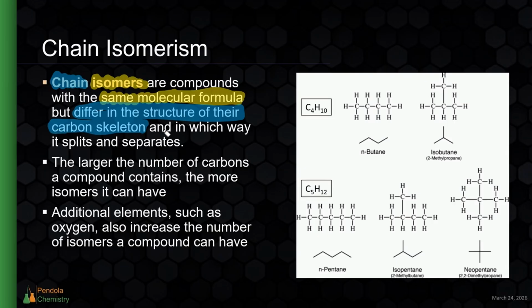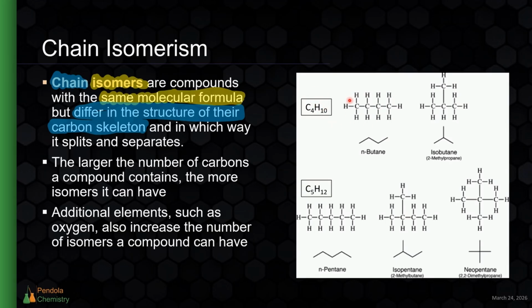So the carbon backbone of a chain isomer is different. The larger the number of carbons because of this, the more isomers a compound can have. So the more carbons there are in a chemical formula, the larger the number of chain isomers you will have. Additional elements like oxygen also create other isomers and can bring in things like functional group isomers and positional isomers. For example, if we have C4H10, C4H10 has two different chain isomers to it.